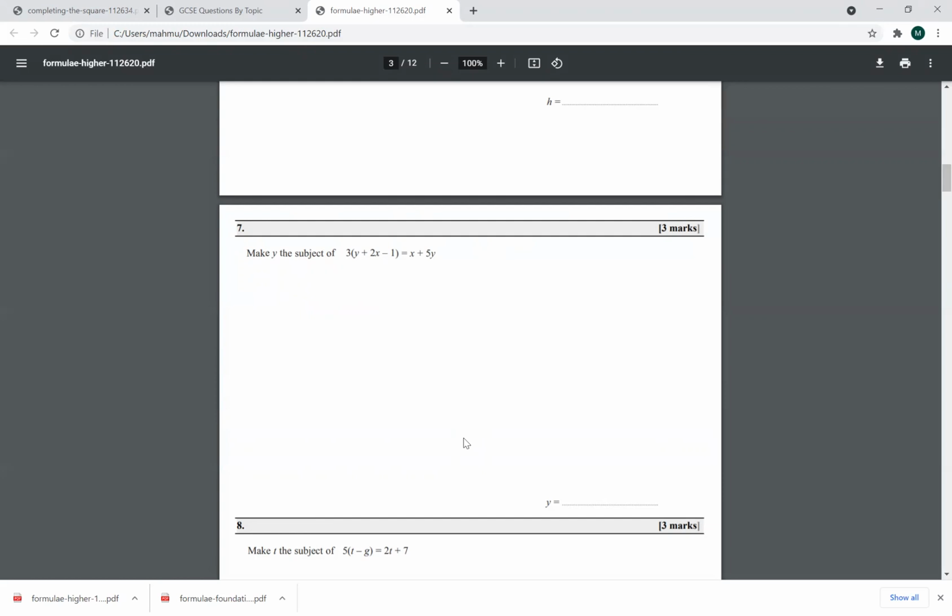So I take the y's to one side. Oh, first expand this. You can't do anything unless you expand the brackets. Yes, expand it. 3y. Yeah. 6x minus 3. Yep. Now equals x plus 5.